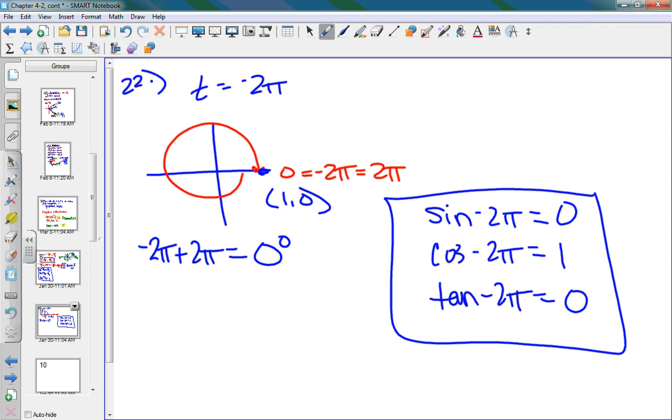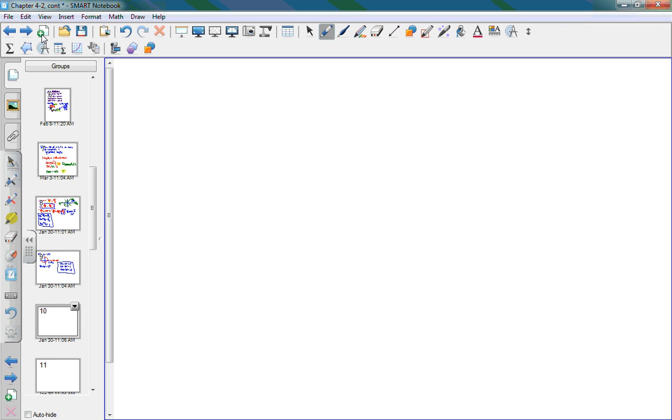Okay, go to the next section. It says evaluate if possible the 6 trigonometric functions. Pick a problem out of there for 22 through 28. Pick a problem, hurry up. 26. What is that problem? T is equal to 3 pi over 2. Okay, now what are the 6 trig functions?